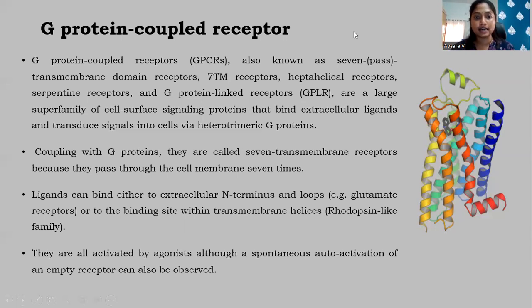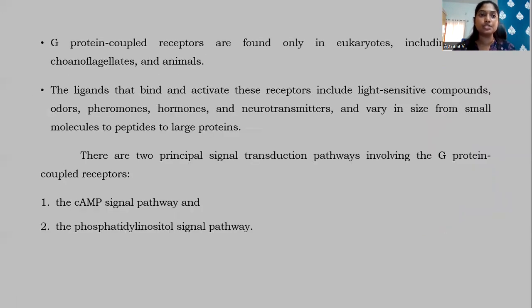Ligands can bind either to the extracellular N-terminus and loops or to the binding site within the transmembrane helices. For example, the rhodopsin-like family. They're all activated by agonists, although a spontaneous auto-activation of an empty receptor can also be observed. G protein coupled receptors are found only in eukaryotes, including yeast, cyanoflagellates, and animals. The ligands that bind and activate these receptors include light-sensitive compounds, odors, pheromones, hormones, neurotransmitters, and they vary in size from small molecules to peptides to larger proteins.